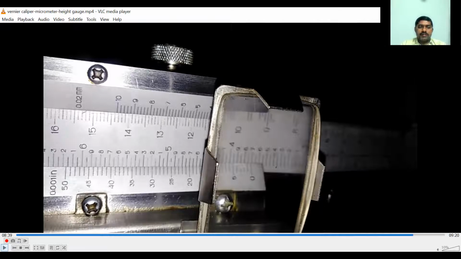This is the total reading of the height of the given component. In this way, we can change the position of the workpiece under the measuring probe, and then we will take the main scale reading and the vernier scale reading, and then we will calculate the total reading using the vernier height gauge.